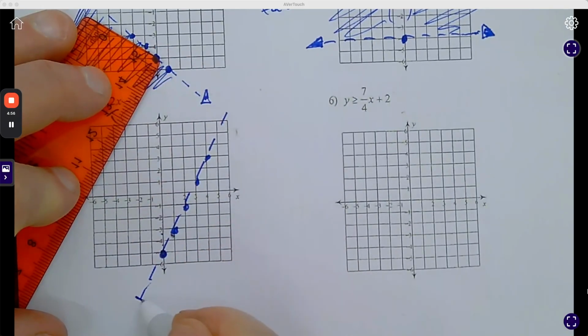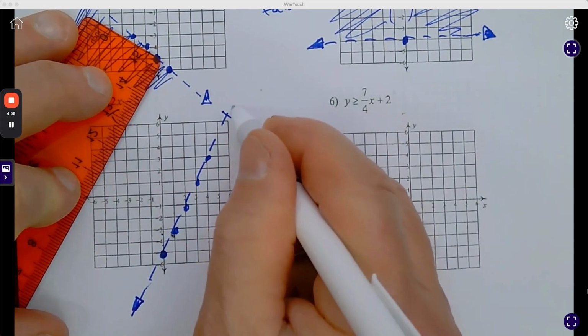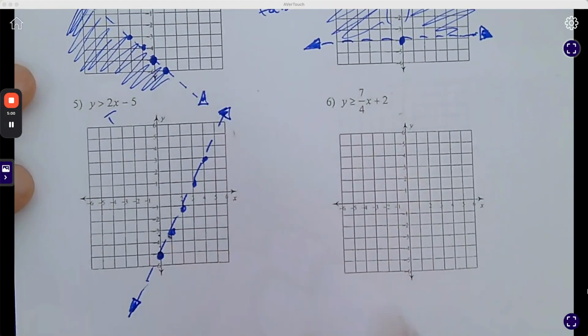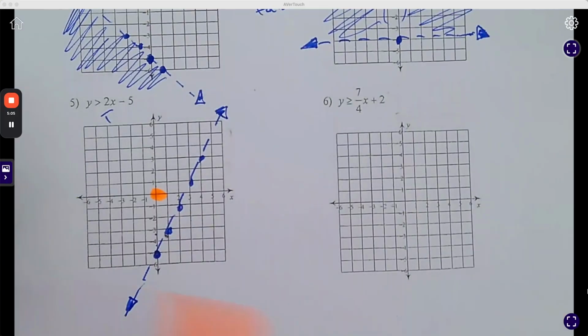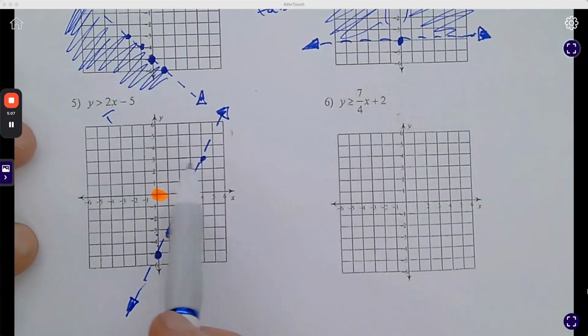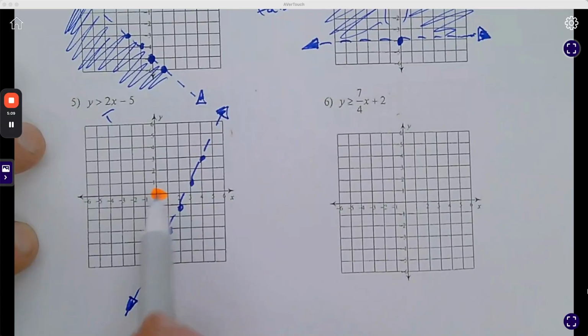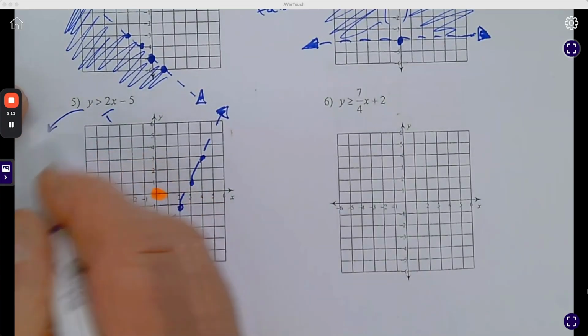There's your dashed line. Bada bing, bada boom. Let's do a test point. 0, 0 is the easiest one to use. You can use any point as long as it's not on the line. So 0, 0 is a valid point.